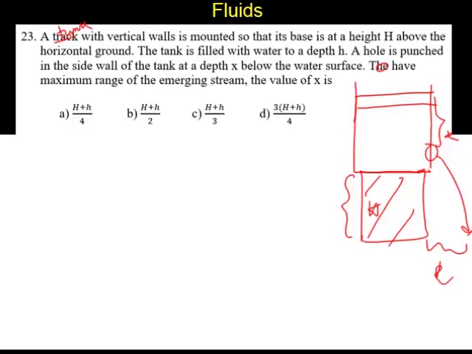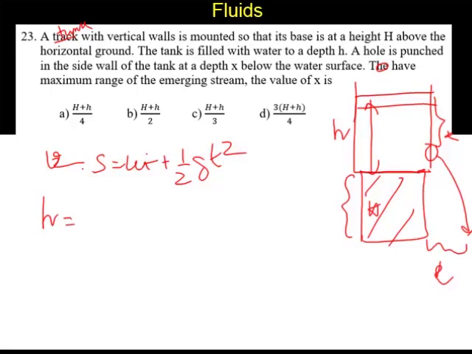Now the water is filled to a depth, and this depth is given as small h. Now the time taken by the stream to reach the ground, we can calculate using the formula S equals ut plus half gt squared. Here S is H, initial velocity is 0, so it is going to be half gt squared. So time taken equals root of 2H by g.